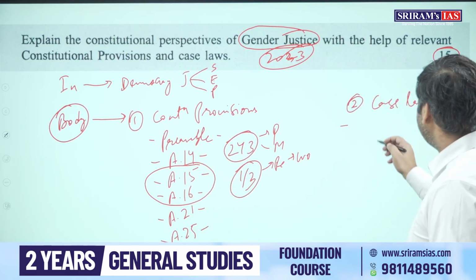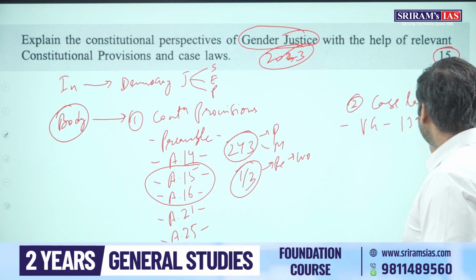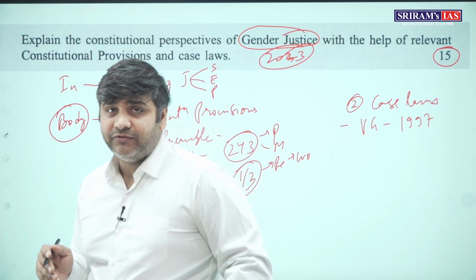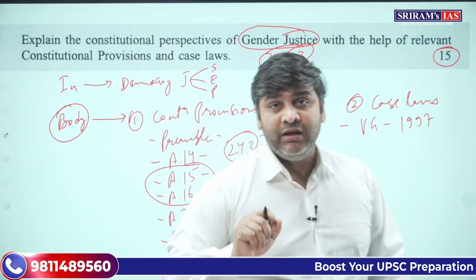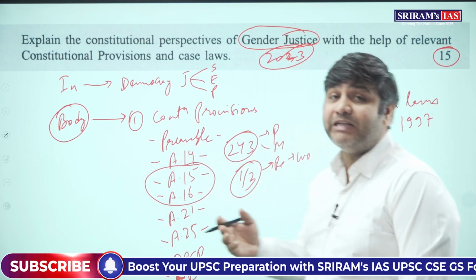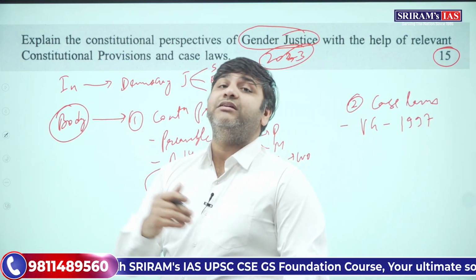For example, first, let us see the Vishakha guidelines. Now this was 1997 when the Vishakha guidelines came, which protected women from harassment at the workplace. Recently the government has also brought a law, but for a very long time it was the Vishakha guidelines which were protecting women at the workplace.